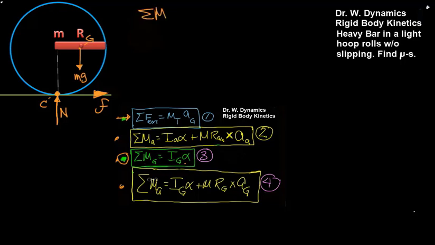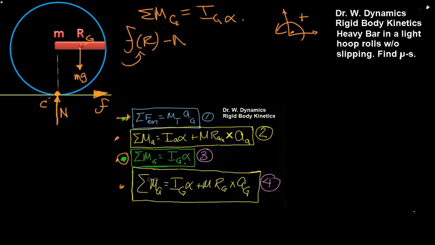So the sum of the moments about G will be I_G alpha, and we need to define some directions, so we'll call that positive, so that'd be x, that would be y, and that'd be moments. And we have then friction times r, that's positive, minus the normal times r on 2, that's going to be negative, equals I_G alpha, and I_G is straightforward, it would be 1/12 m l squared.